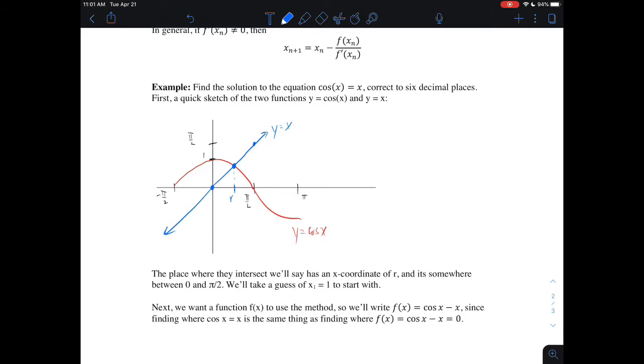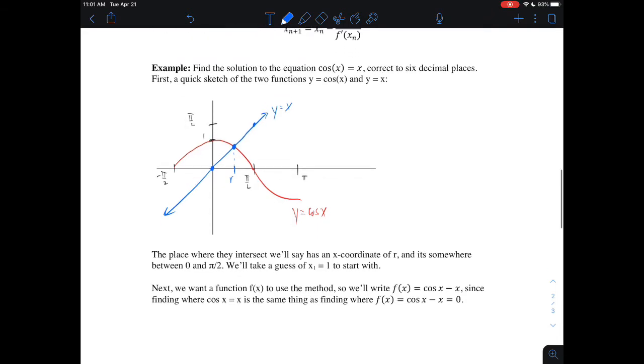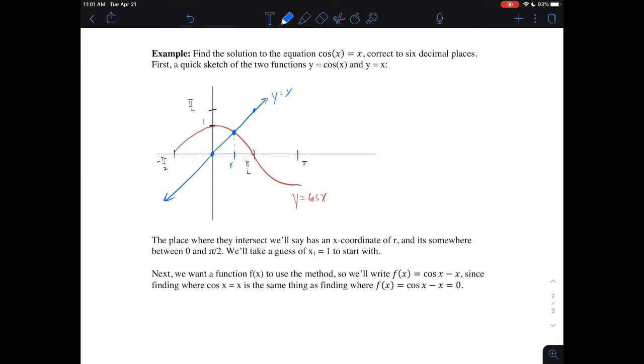And if we take a guess as to where they intersect, we'll take a guess of x1 equal to 1 as some place to start with, because at least 1 is between 0 and pi over 2. Next, we want a function f of x to use in our method. So we're going to write f of x equal to cosine x minus x, since finding where cosine x equals x is the same thing as finding where f of x equal to cosine x minus x is equal to 0.